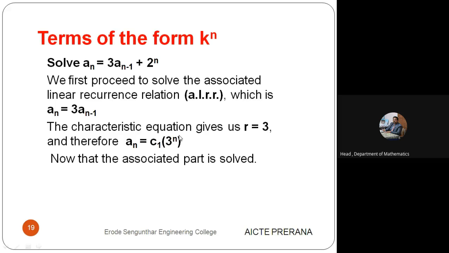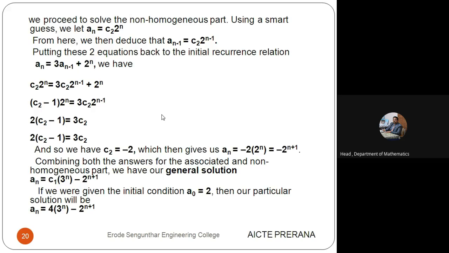Now we write the characteristic equation for this equation, that is r minus 3 equal to 0, r equal to 3. There is only one root. Therefore, the solution is a_n equal to c1 into r1 power n, that is a_n equal to c1 into 3 power n. Next, we find the solution of the non-homogeneous part.